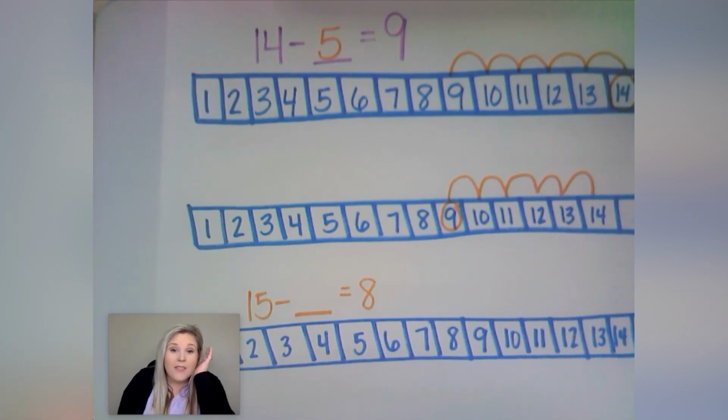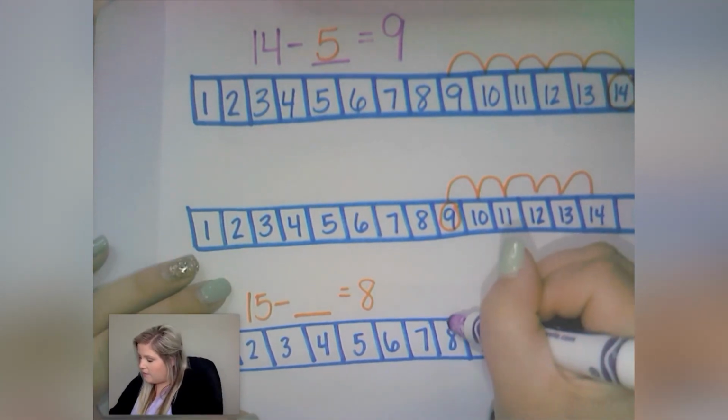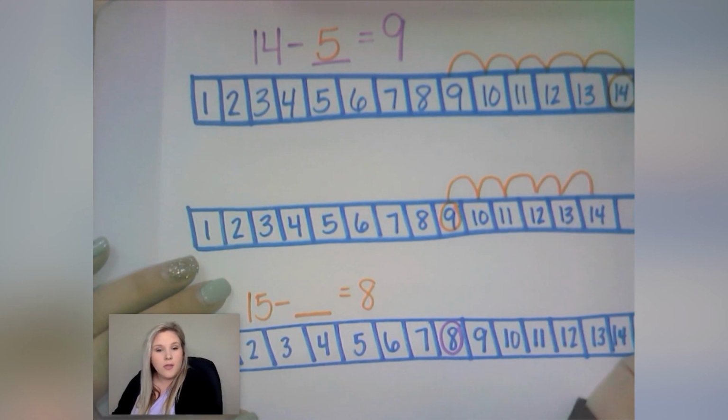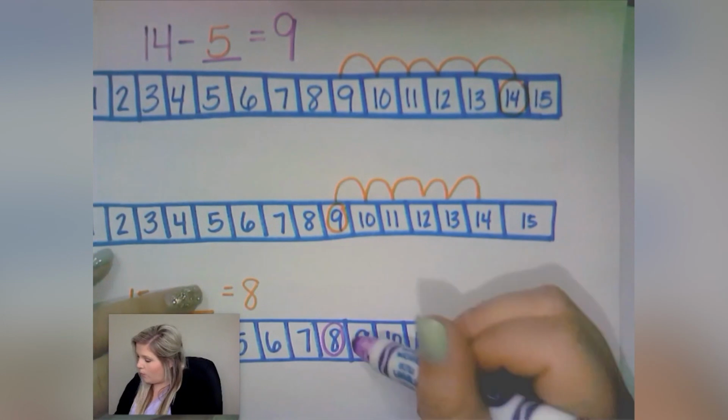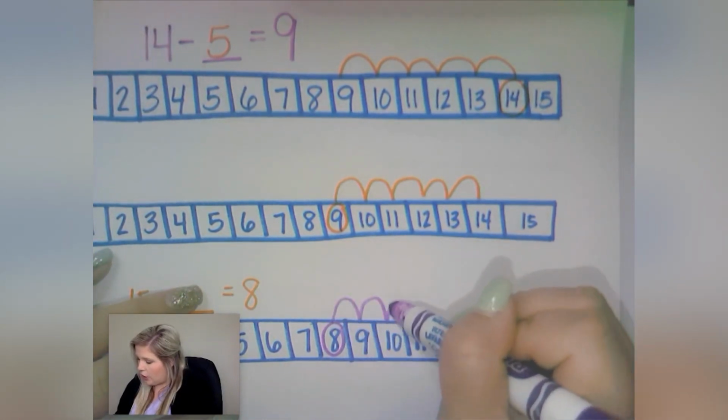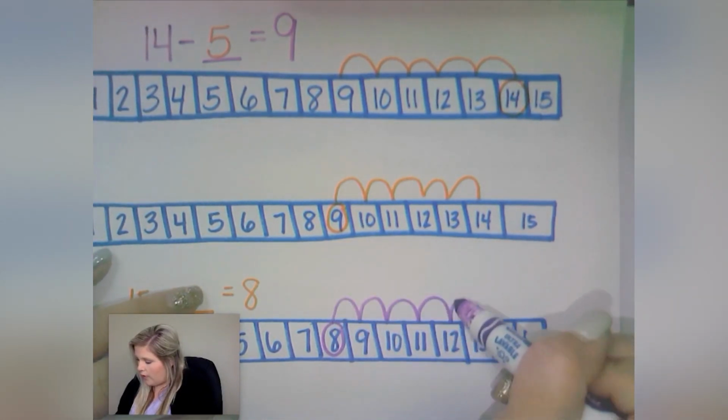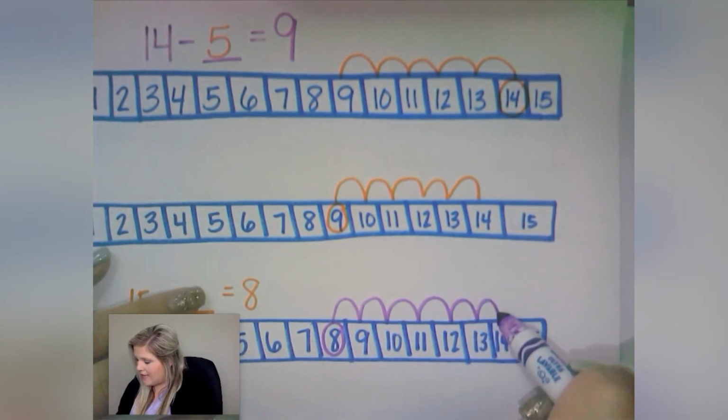7? If you got 7 as your missing number, you are so right. I am going to solve this problem counting on to see if I get 7 too. I am going to start at the number 8, and I'm going to count on until I get to the number 15. 1, 2, 3, 4, 5, 6, 7.